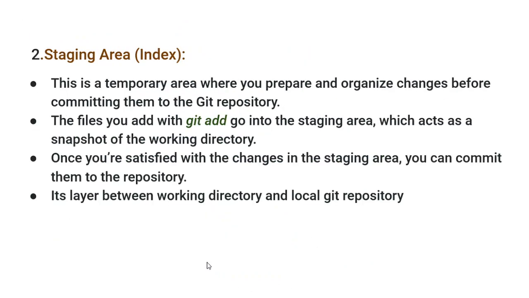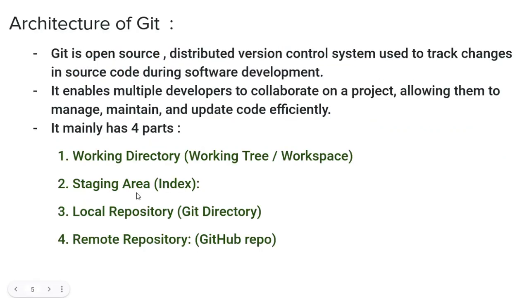Once you have the working directory, you can add those files to the staging area. Staging area is basically a temporary area where we prepare and organize the changes before committing them into the local Git repository. We use the git add command on the files to move them into the staging area, which acts as a snapshot of the working directory. Once you are satisfied with the changes in the staging area, you can commit them into the Git local repository. It is basically a layer between the working directory and the local Git repository.